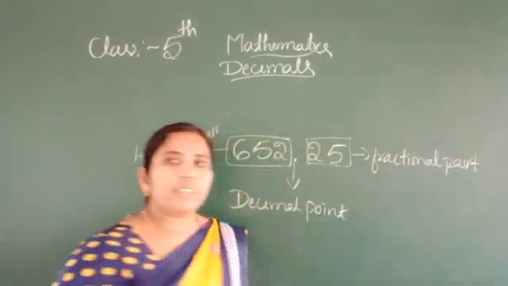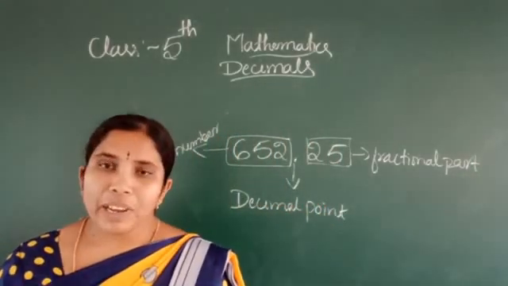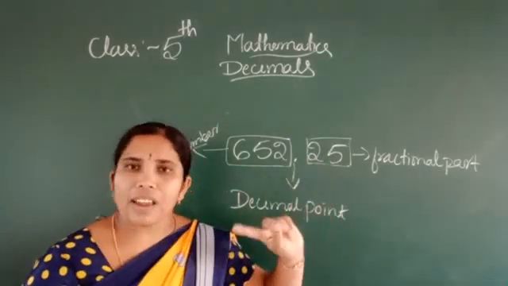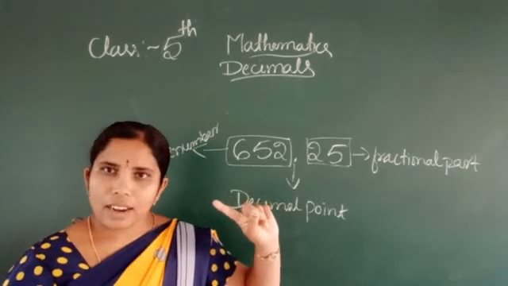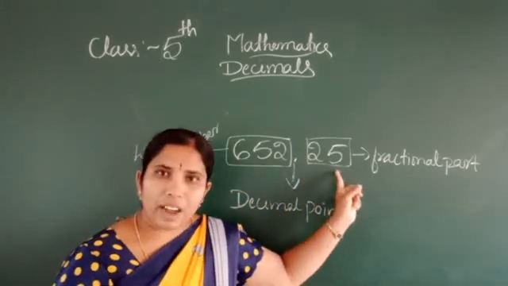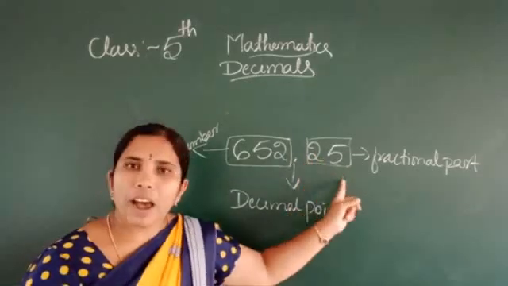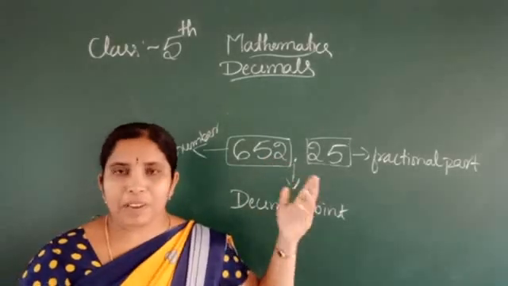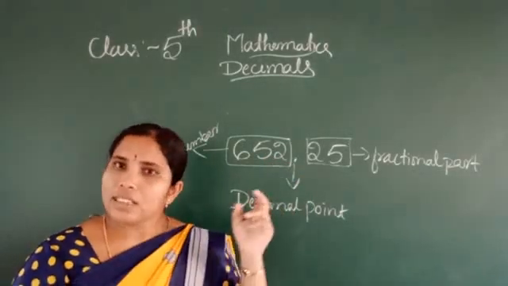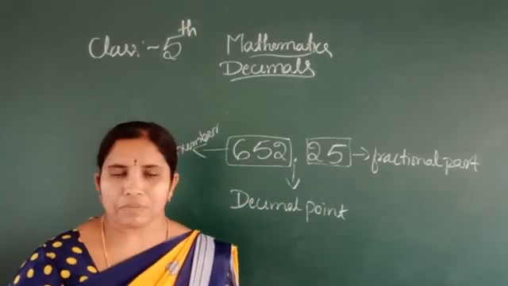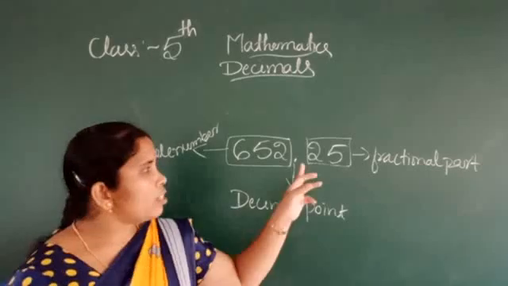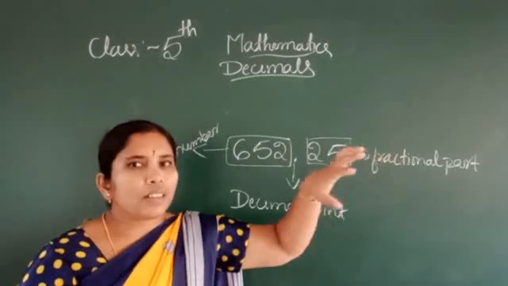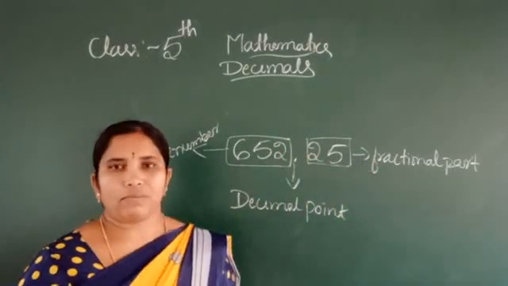This fractional part can be read as 2, 5. Don't read it as 25. Read it as 2, 5. The place values of the whole number are as usual, written in the Indian place value system. No doubt in that. But after the decimal point the place values change.